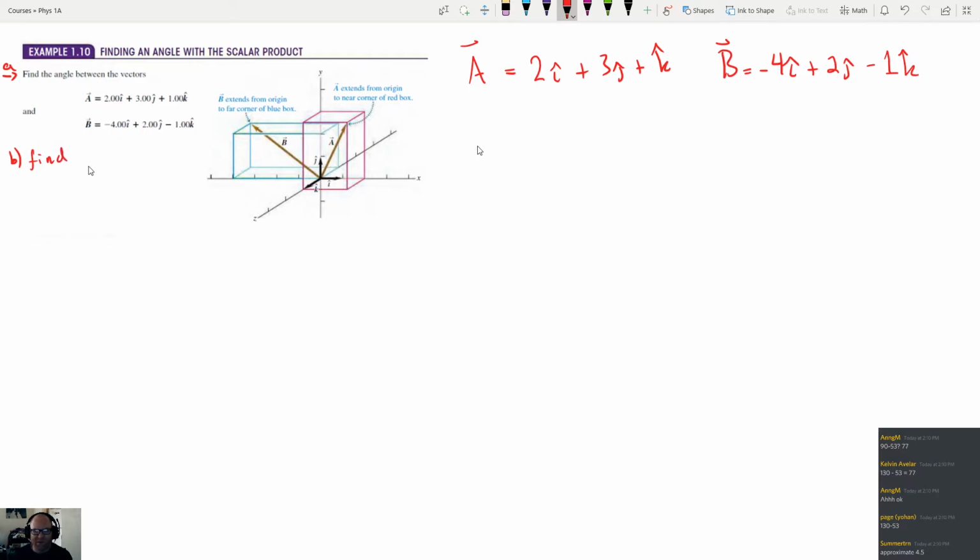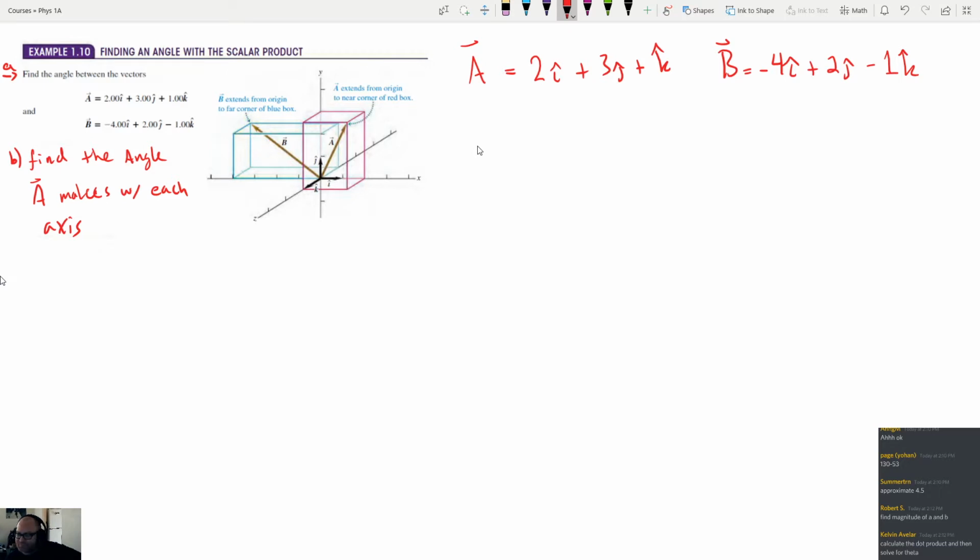How can I find the angle between the vectors? Find the magnitude of A and B, Robert says. Okay, that would be something we could start with. What else do we need to do? What's our general strategy here going to be to find the angle between the vectors? Calculate the dot product and then solve for theta.